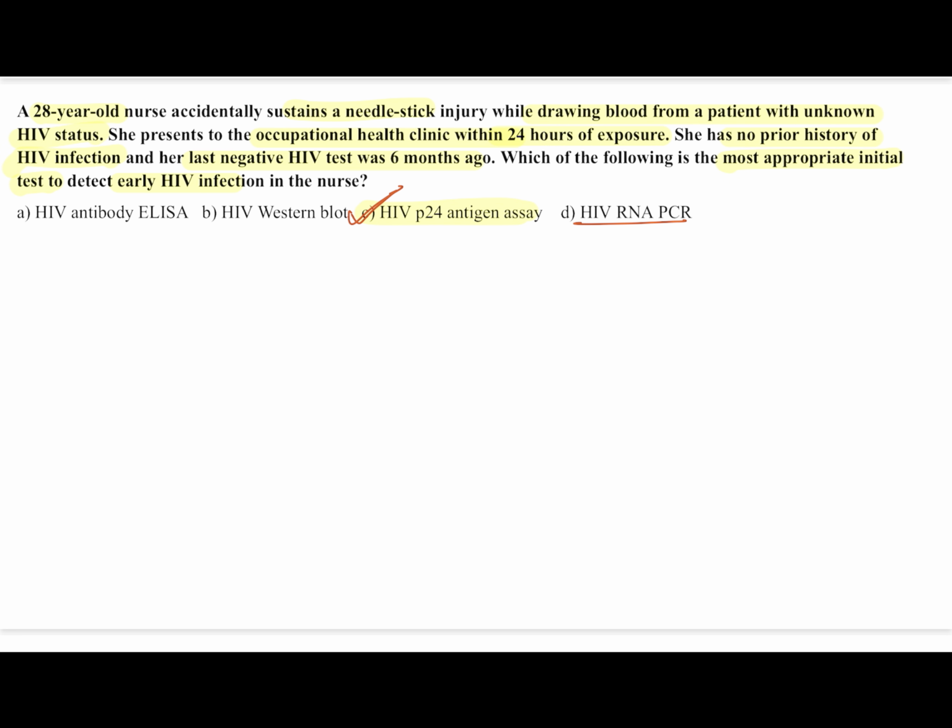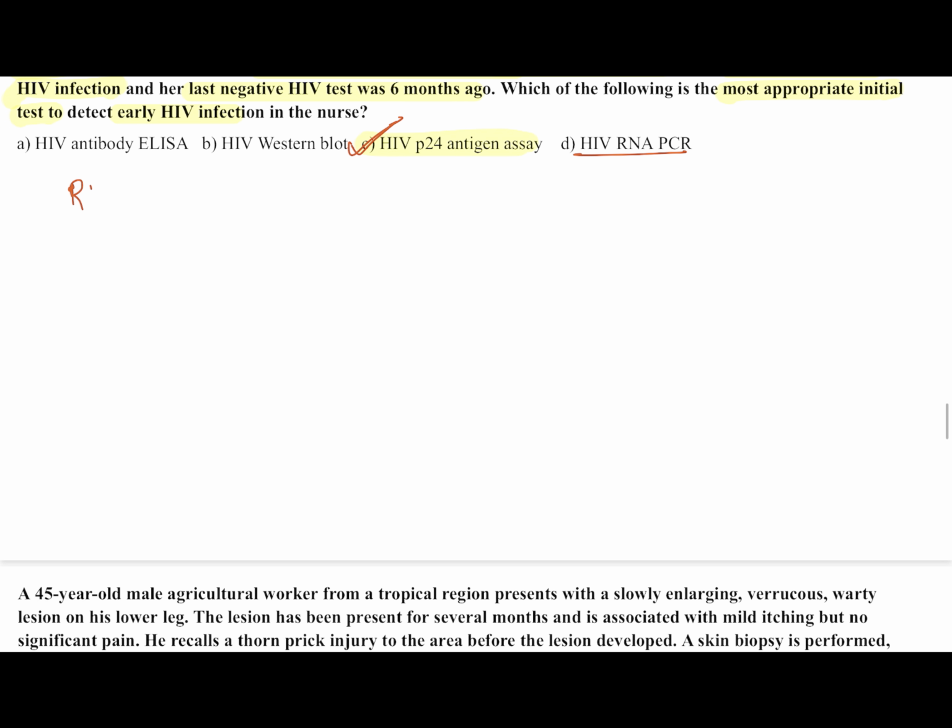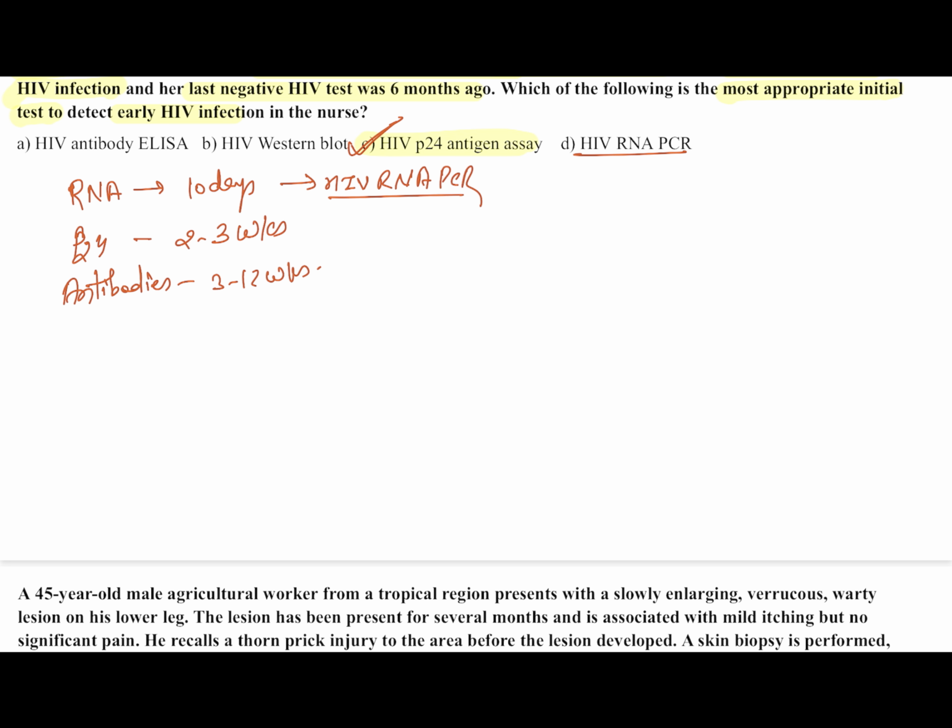Okay? So why not HIV RNA PCR? I will give you a timeline. So HIV RNA will appear within 10 days. P24 antigen will appear at 2 to 3 weeks. Then antibodies will appear from 3 to 12 weeks. And then we will have other tests. Okay, so I can do HIV RNA PCR, but it is not the initial test or initial screening test.